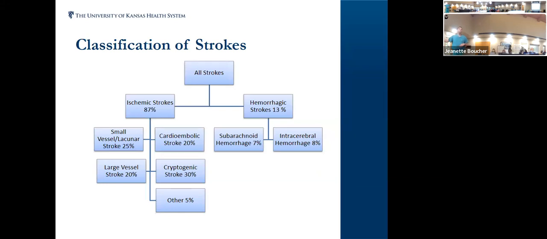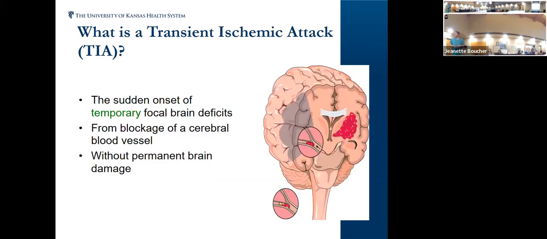So the vast majority of strokes that occur out there are the blockage type, the ischemic strokes. And usually that's about 80% of the strokes that are out there. Usually 15 to 20% of the other strokes are the bleeding types. Another thing that we like to touch on is what we call a transient ischemic attack, or a TIA. A lot of people will refer to them as mini strokes. We hear that a lot.